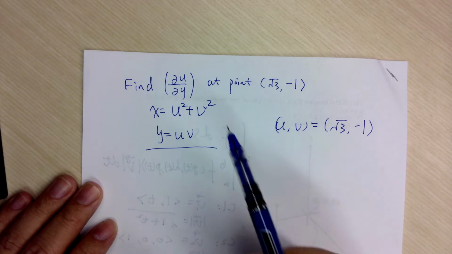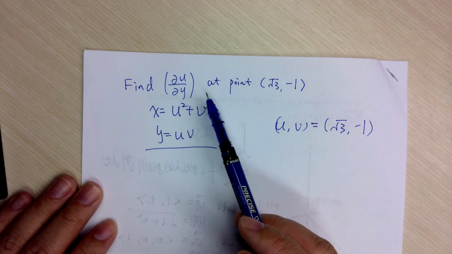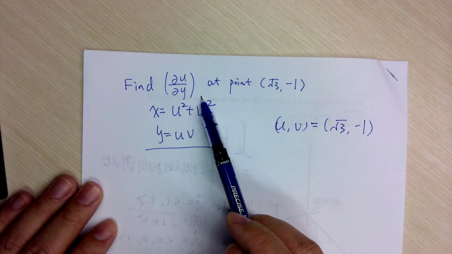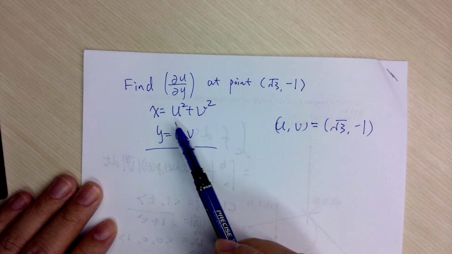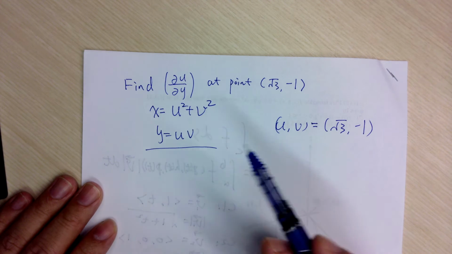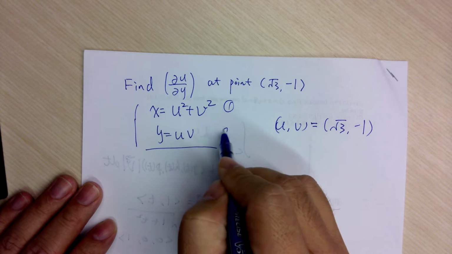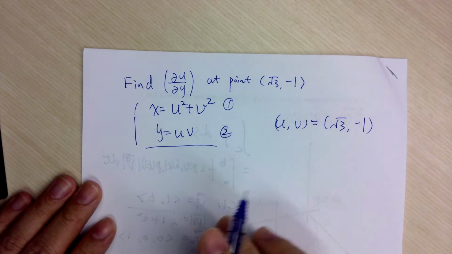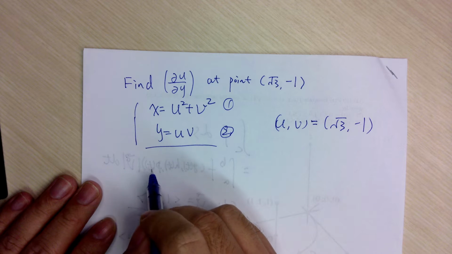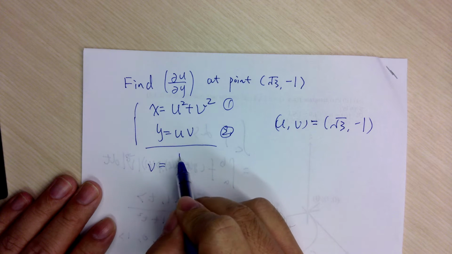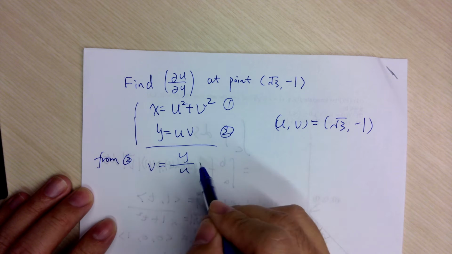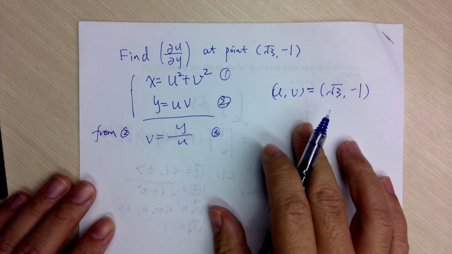So since we have the relationship, we focus on partial u, partial y, right? So it will be easier if we take one of them to get rid of the v. So in other words, if I label that, set v equals y over u, so from 2, right? We can have this, and we label this as 3.